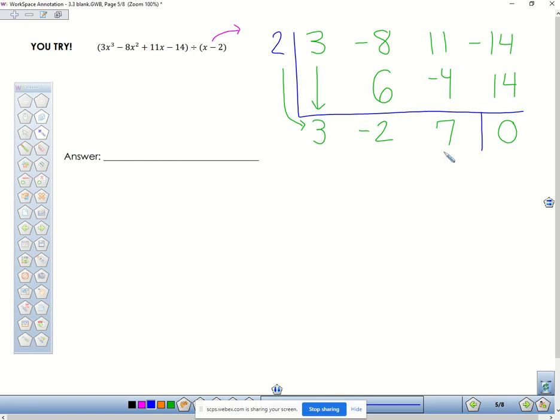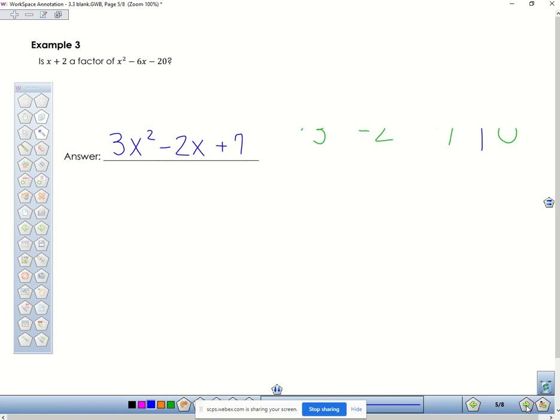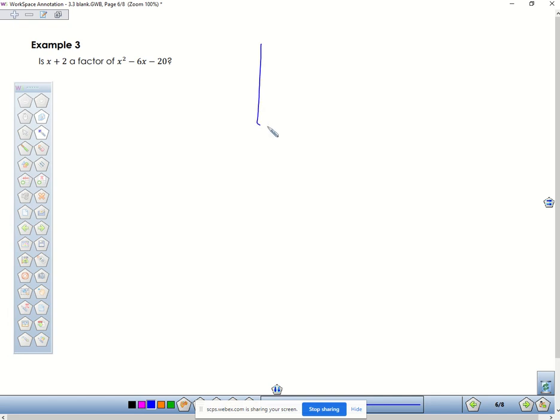When there's no remainder, or the remainder is 0 rather, we don't have to write the plus part, we just write 3x squared minus 2x plus 7. Make sense? And if you did this with long division, your answer would be the same, as long as you did it correctly, of course. But that's how you do it. So we'll do a few more together. So we want to see if x plus 2 is a factor of this quadratic trinomial, right?